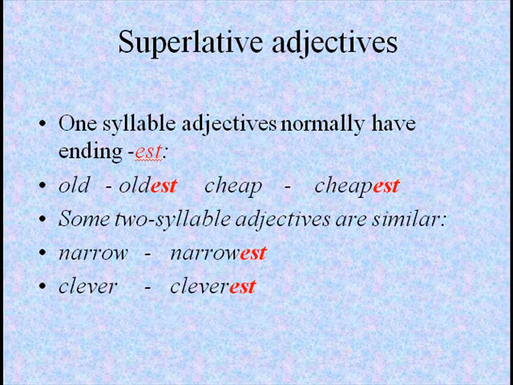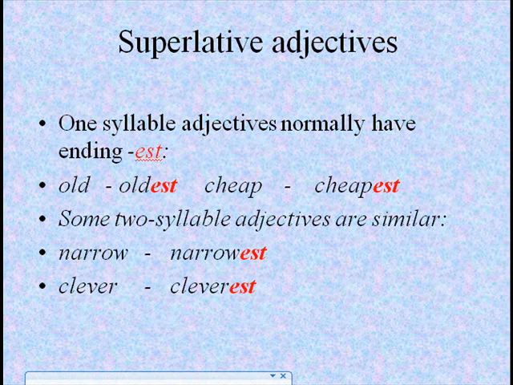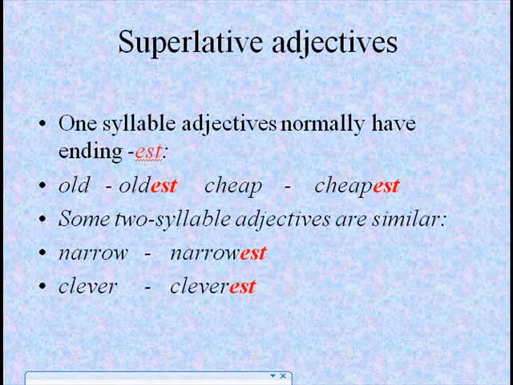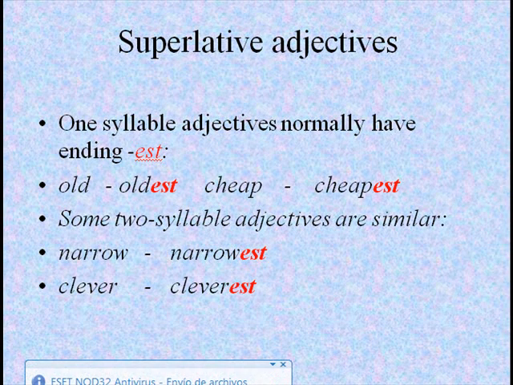The superlative form of the adjectives is also going to make the difference between one-syllable and two-syllable adjectives. One-syllable adjectives normally have the ending est. Let's listen to the examples. Old, oldest, cheap, cheapest. Some two-syllable adjectives are also similar. Examples: narrow, narrowest, clever, cleverest.